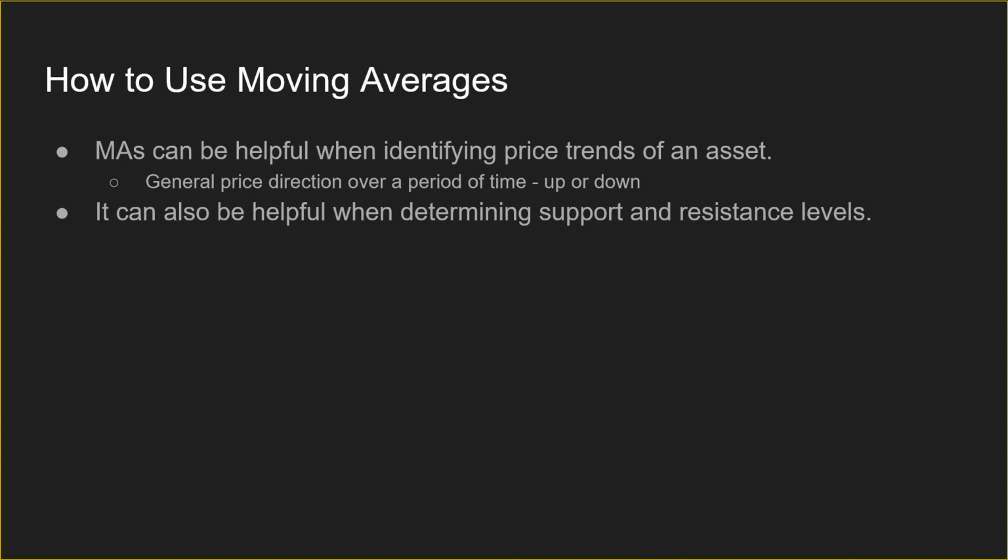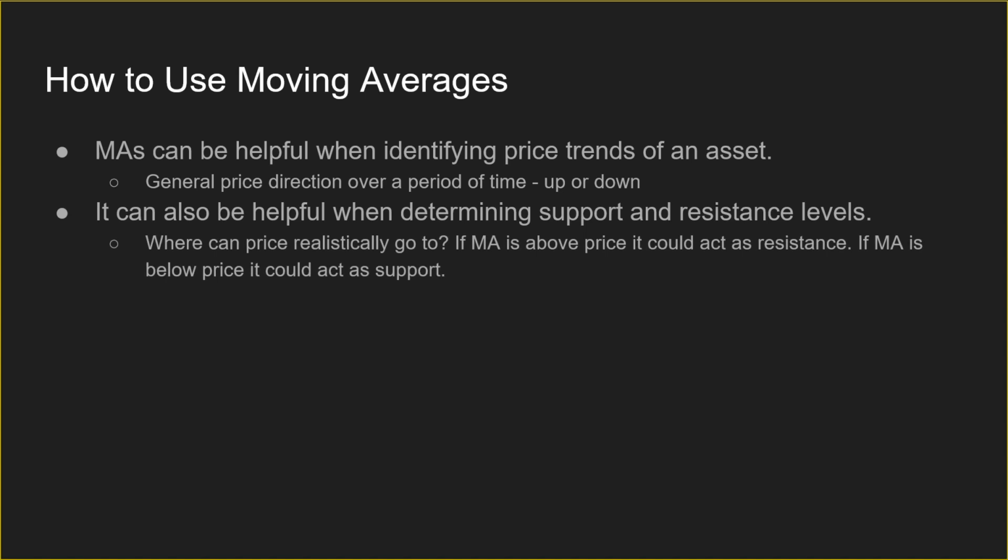It can also be helpful when determining support and resistance levels. Now, the idea here is we don't know exactly where price is going to go to. If price is dropping, we don't know where the bottom is. We don't know where the top is. But what we can do, using support and resistance levels, concepts of market structure, and moving averages, especially that 200 period moving average, which we saw in the previous video, is get an idea of where price could realistically go to. Where could we realistically fall to or go to?